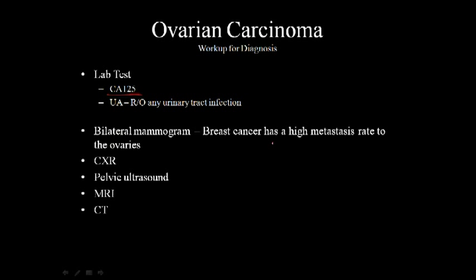That brings us to bilateral mammograms, which if you have a history or you do have a known carcinoma of the ovaries, then usually breast cancer might be a result of metastasis here, or if you have breast cancer, then you might get ovarian cancer. So mammograms are very important. Chest X-ray to see if there's any abnormality in the chest.